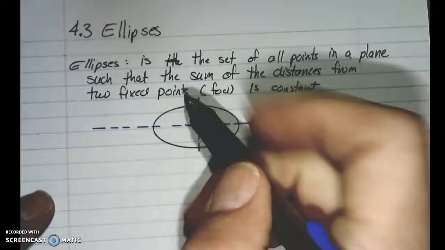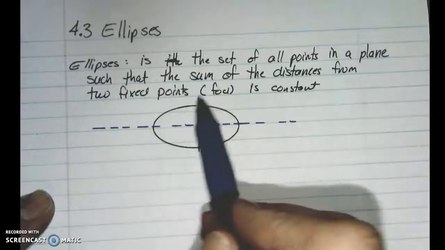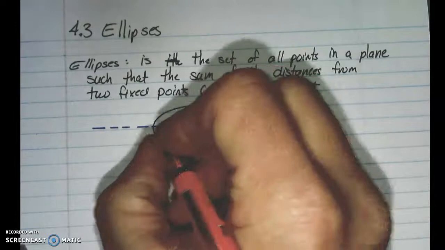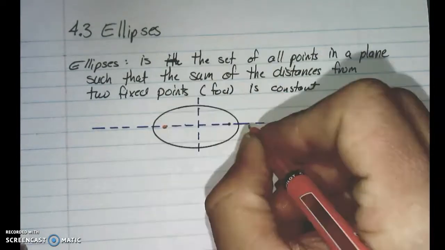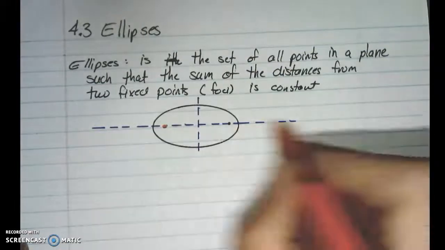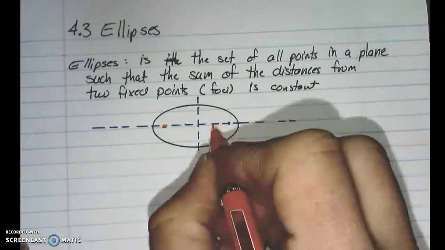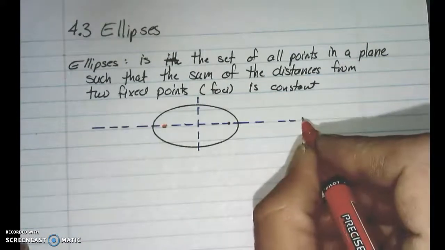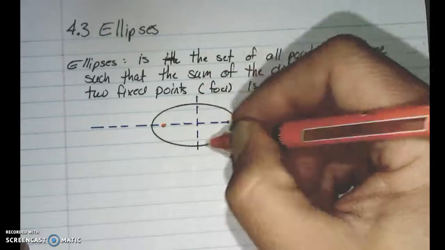Okay, so an ellipse is a set of all points in a plane such that the sum of the distances from two fixed points, your foci, is constant. So what we're saying is this. Your foci are going to be on your major axes, okay? You can see that you've got two sets of axes, correct? You've got one that is horizontal, one's vertical. In this ellipse, we notice that the major axes are horizontal and the minor axes are vertical.